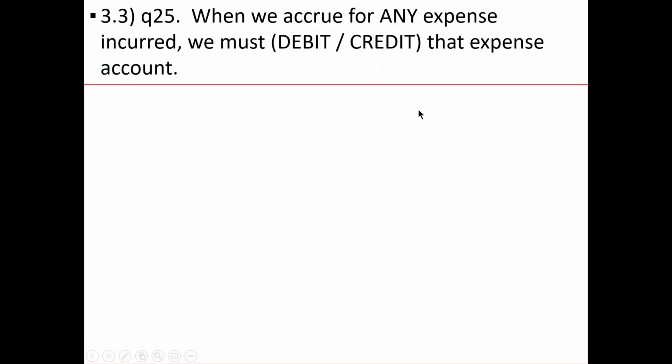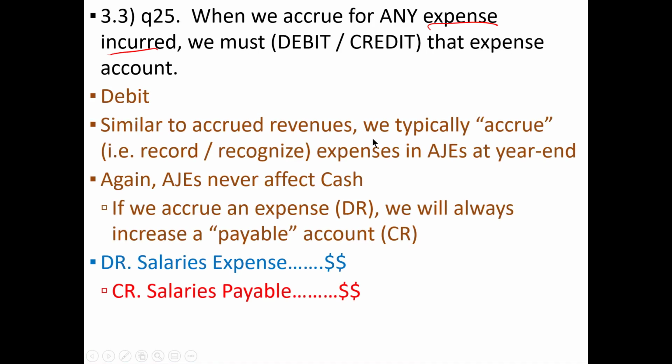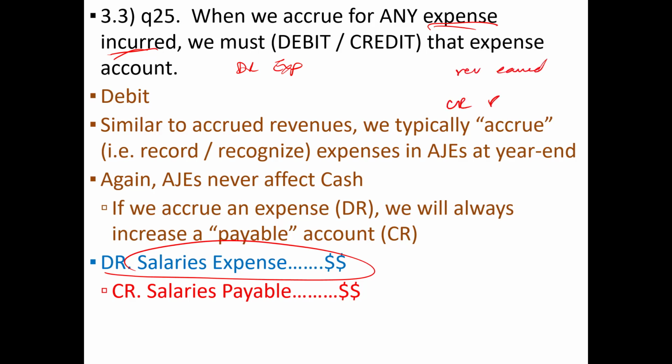When we accrue for any expense incurred, we must do what to that expense account? When you see the word expense incurred, automatically think debit. Always just think debit. If you see expense incurred, think debit expense account. If you see revenue earned, think credit revenue.